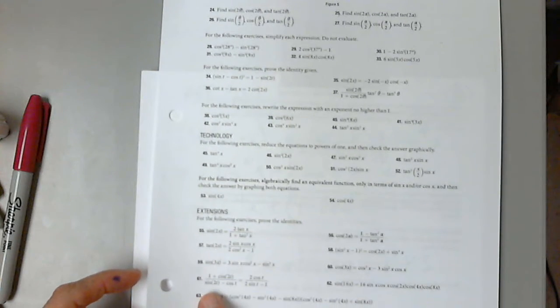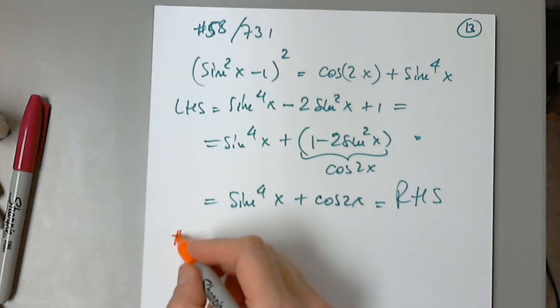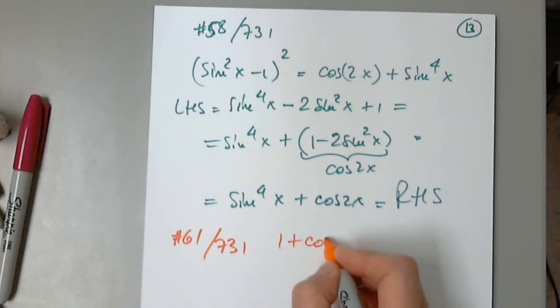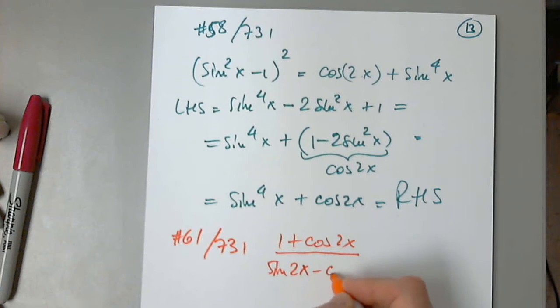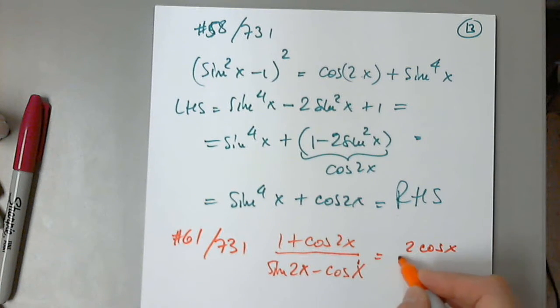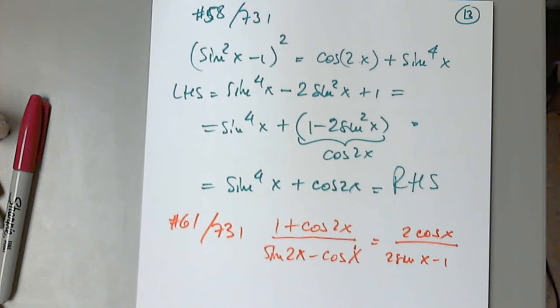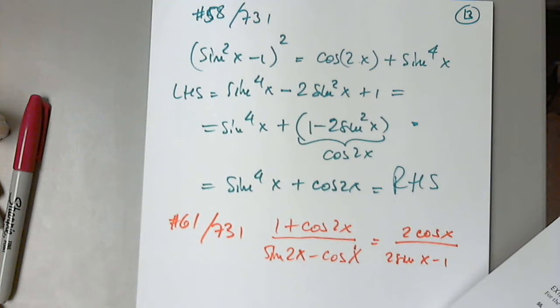What about one more, like let's say 61. I have no idea, again, I just picked the problem with you on 731. In 61, 1 plus cosine twice x over sine twice x minus cosine x equals 2 cosine x divided by 2 sine x minus 1. I'm checking that I copied correctly. 1 plus cosine, yes, sine 2x minus cosine, yes, yes, yes. Okay. Again, initially I look at this and I have no idea.